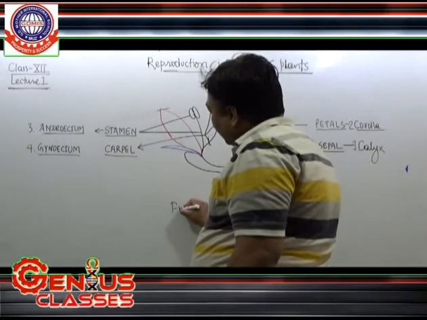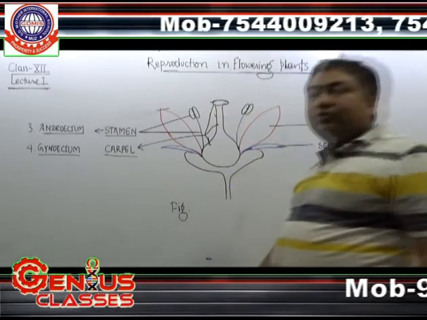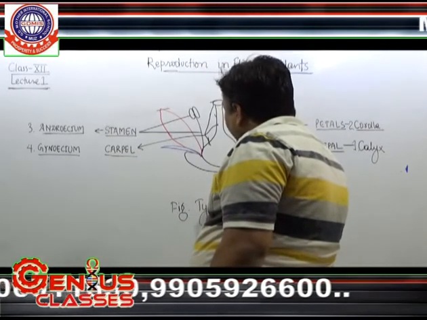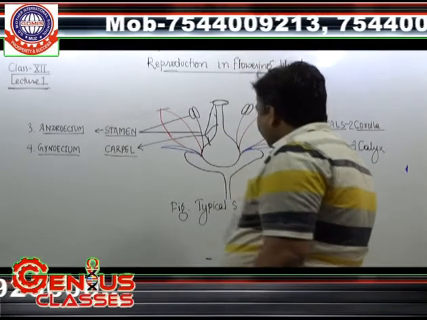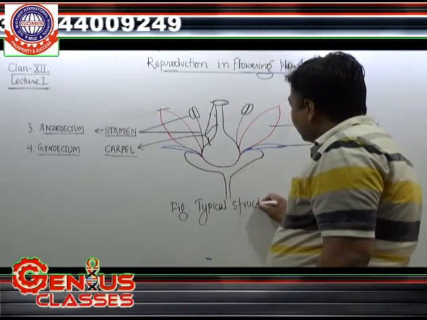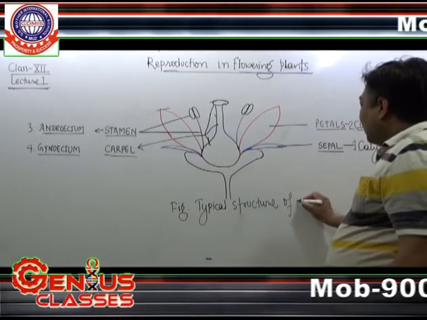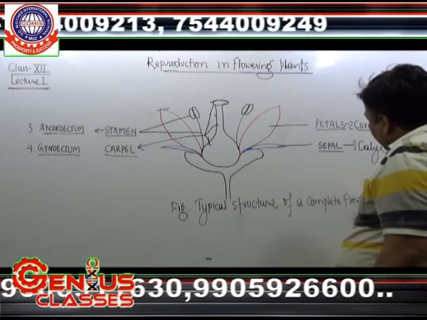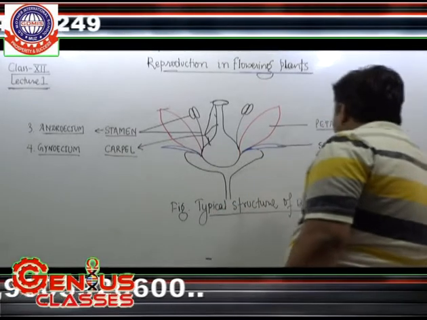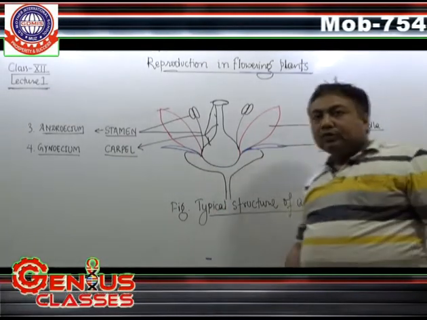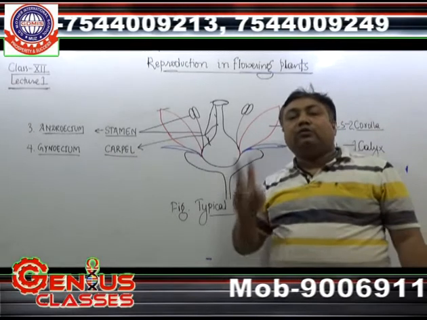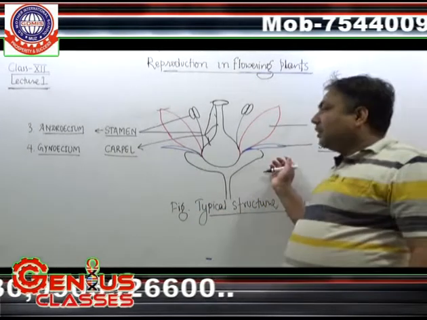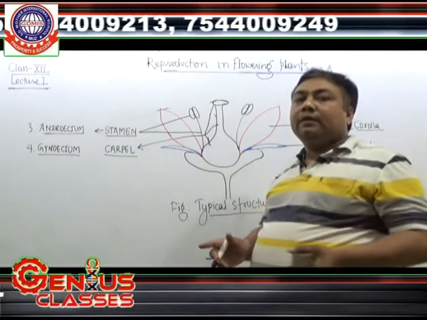Figure: Typical structure of a complete flower. Okay, so a complete flower contains all the 4 whorls, 2 essential and 2 accessory whorls. Now we will discuss each whorl one by one.